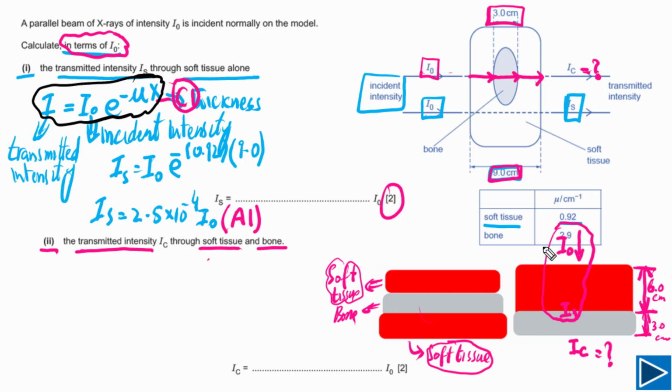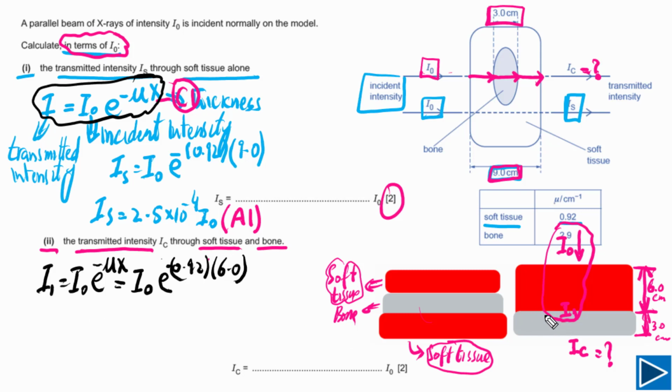First of all, we will use the attenuation equation for I naught and I1. So I naught is the incident intensity and I1 is the transmitted intensity. So simply we can write down I1 has to be equal to I naught times e to the power of negative mu x. The value of mu is given for soft tissue, that is 0.92. We use the negative sign here. So e to the power of negative 0.92, and the thickness of soft tissue is 6.0 centimeters. So this is the value of I1.